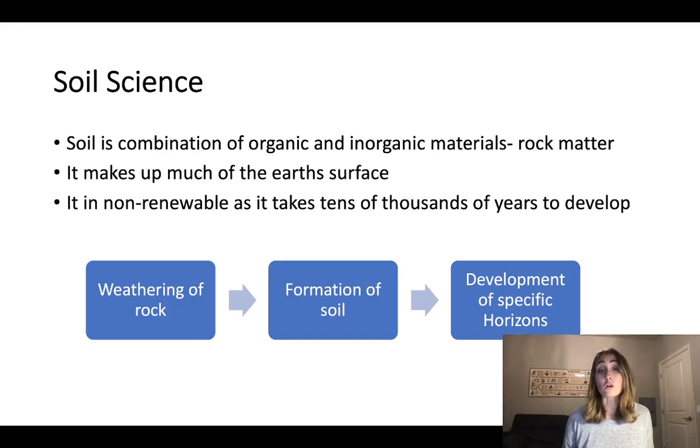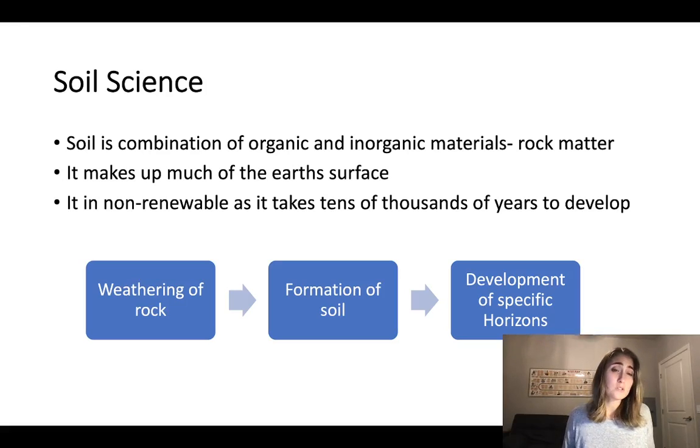Soil makes up a really large portion of the Earth's surface, which is good for us because this is where our producers grow, and they are the source of all of our consumable energy. So that's really important for us. So it's really important that we have viable soil or nutrient-rich soil.